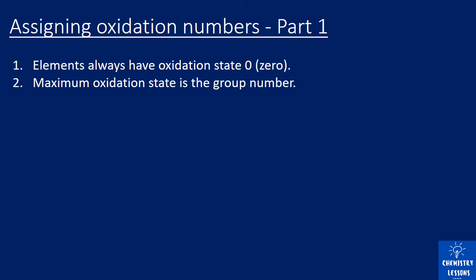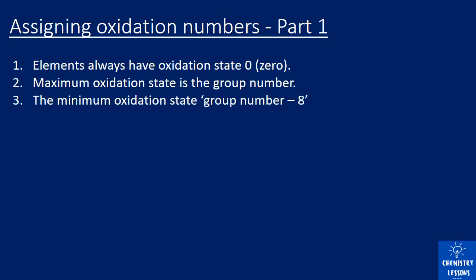Okay, so the maximum oxidation state of something is its group number. So something in group 2, the maximum oxidation state or maximum oxidation number is +2. Likewise, something in group 7, the maximum oxidation state it could have is +7. Unlikely, but it's possible. Okay, so it could lose all 7.